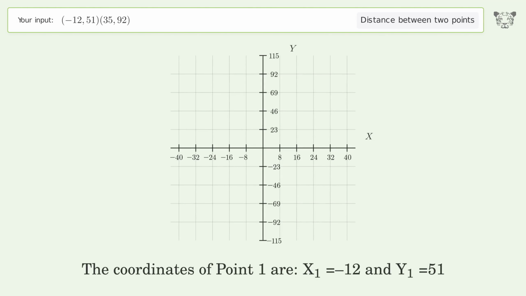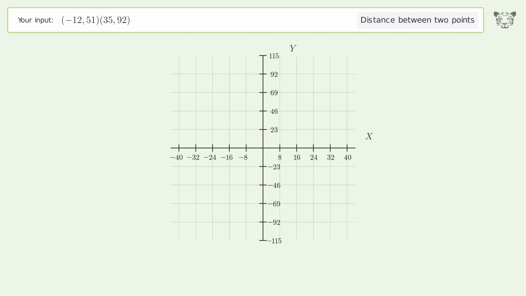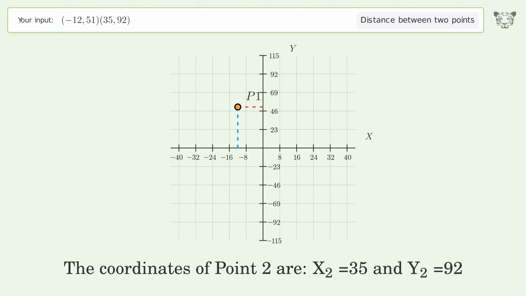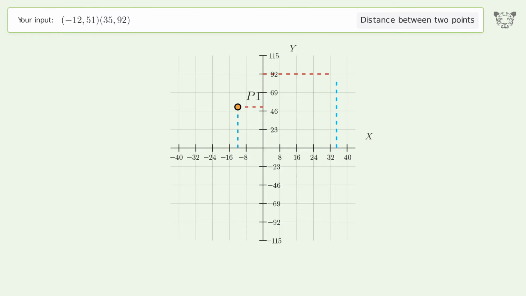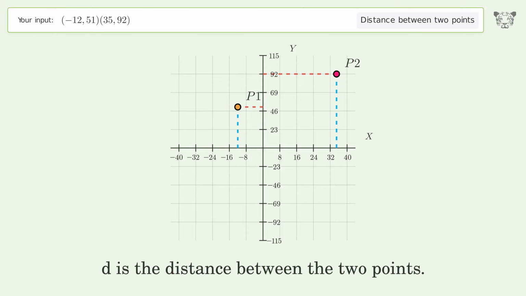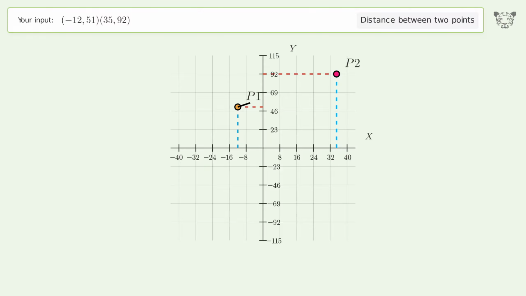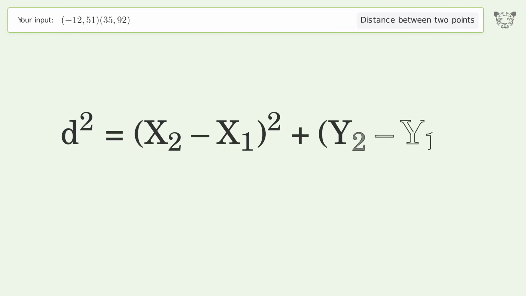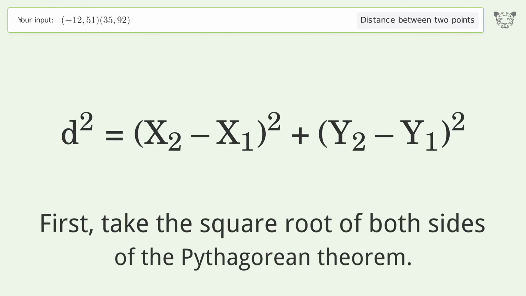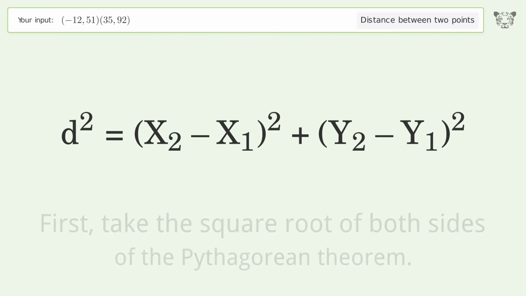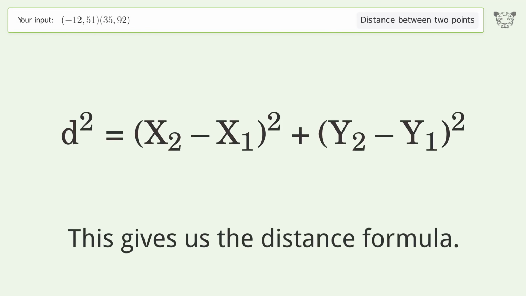The coordinates of point 1 are x1 equals -12 and y1 equals 51. The coordinates of point 2 are x2 equals 35 and y2 equals 92. D is the distance between the 2 points. First, take the square root of both sides of the Pythagorean theorem. This gives us the distance formula.